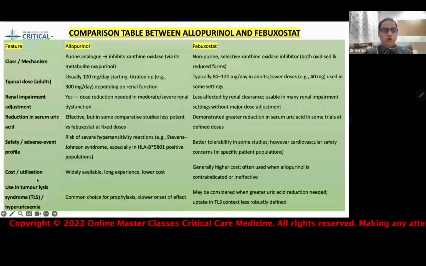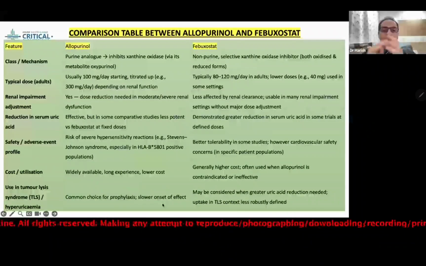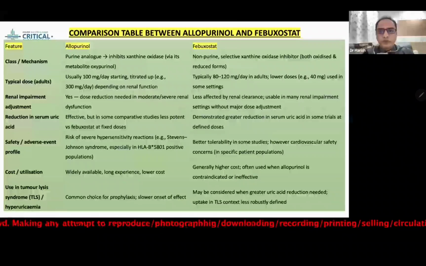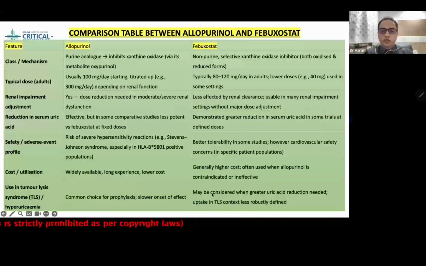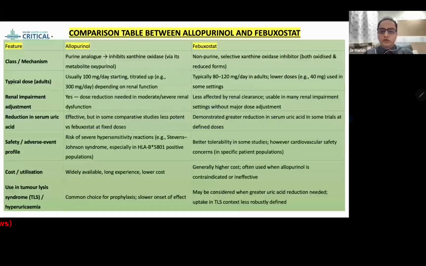Okay. Now use in tumor lysis syndrome or hyperuricemia. The common choice for prophylaxis is allopurinol. Because its onset is very slow, it is not a good option when you need urgent reduction in uric acid. So you can use it as prophylaxis before you expect tumor lysis syndrome. Febuxostat may be considered when greater uric acid reduction is needed. Its uptake in the tumor lysis syndrome context is less robustly defined, but it is one of the options as a xanthine oxidase inhibitor that you need to remember.